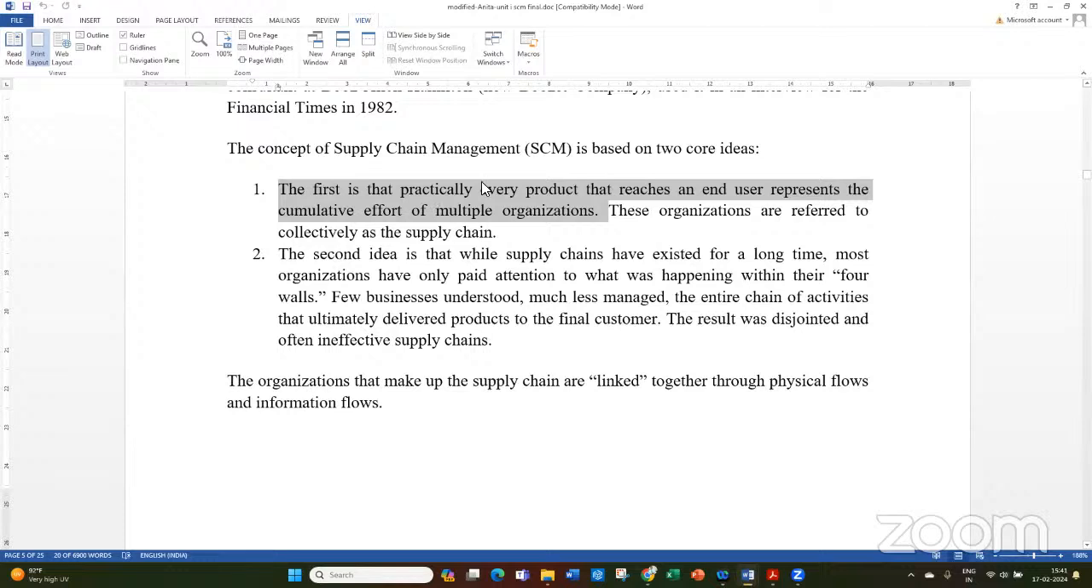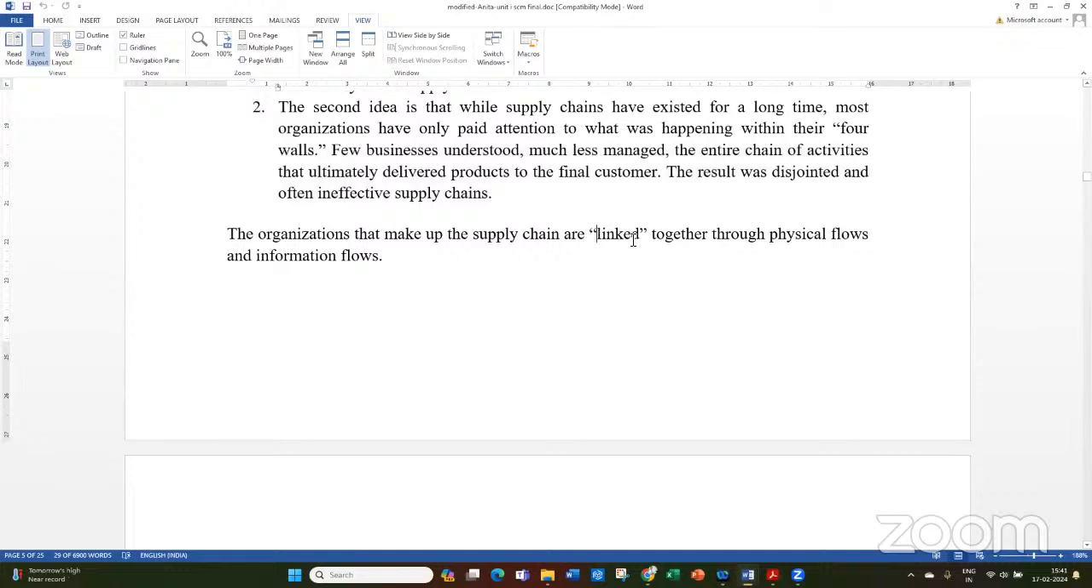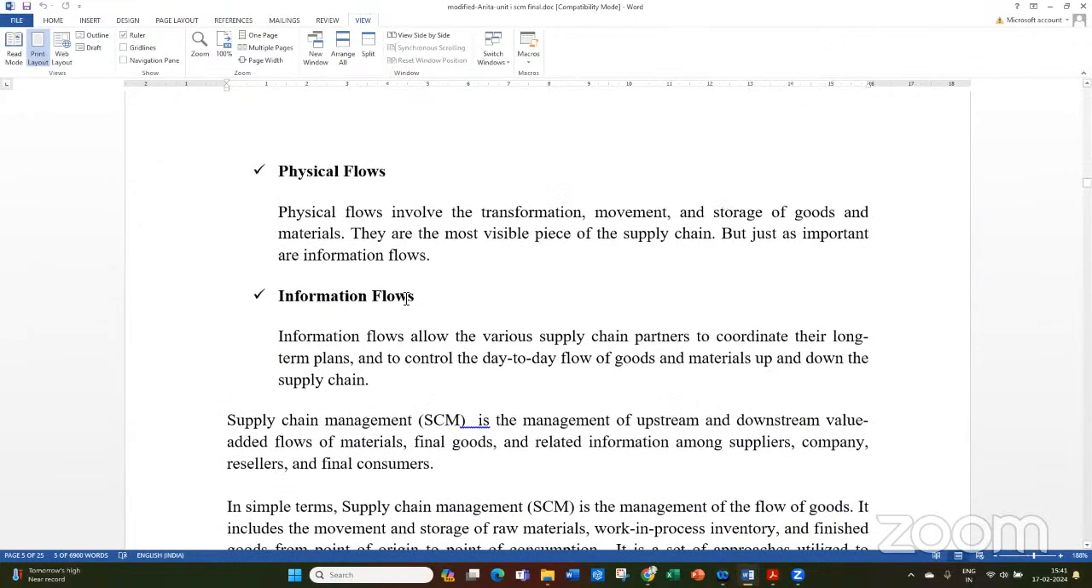And supply chains have also existed for a long time. Most organizations have paid attention to only what was happening within their four walls. Not like that. So to manage the entire chain of activities and how they are going to affect each other, that's the linkage part. The supply chains are linked by physical flows, information flow and material. Physical flow, as I told you, is transformation, raw material movement, unfinished goods movement.